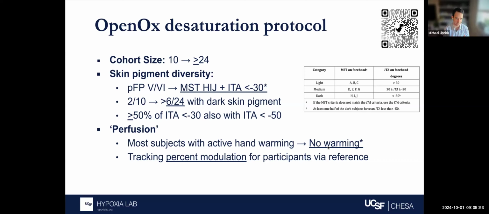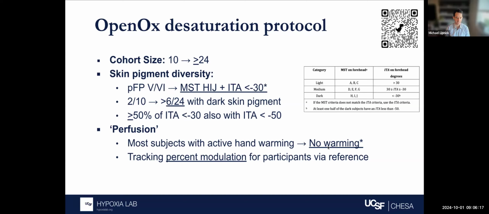So for the data analysis I'm going to be sharing today, most of this was based on ITA, but we will share the MST data. Rather than 2 out of 10, we were targeting more than 6 out of 24 to have dark skin pigment as defined by ITA less than -30. And in addition, of those individuals, more than half needed to have an ITA of less than -50.